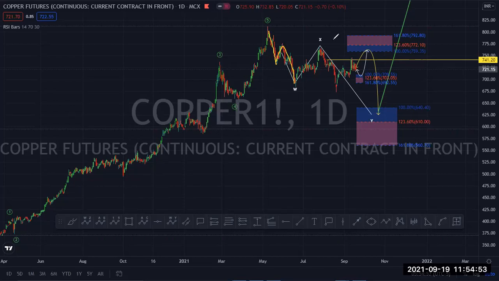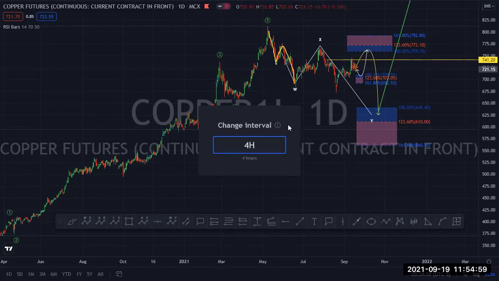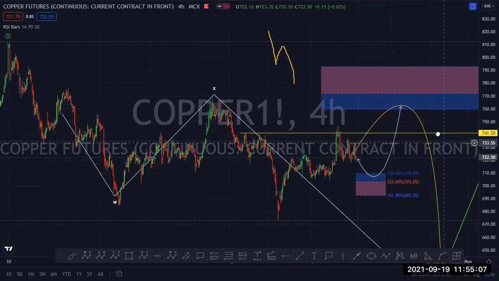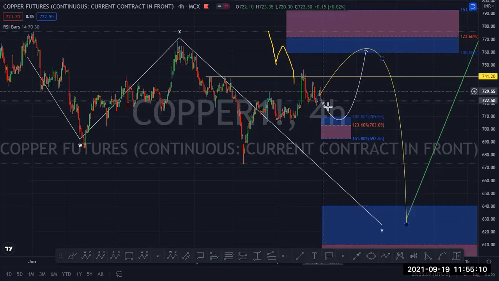Though in 4 hours, let's go to 4 hours. In 4 hours, this is what I expect. I expect the pair to drop to this level, then buy again to this level before dropping. Okay, this is what I think will likely happen. But if it doesn't happen, maybe it will just go up to this level or drop straight to this level.